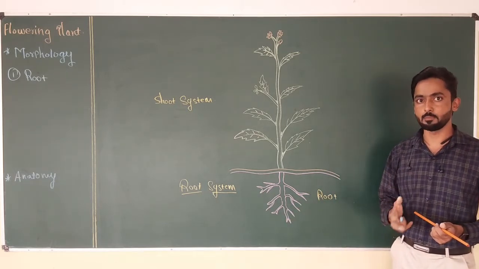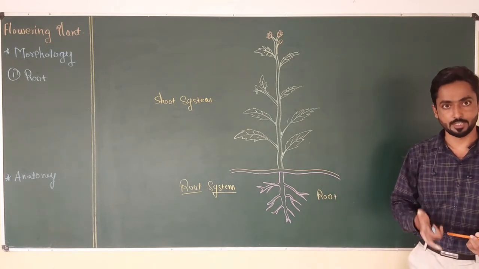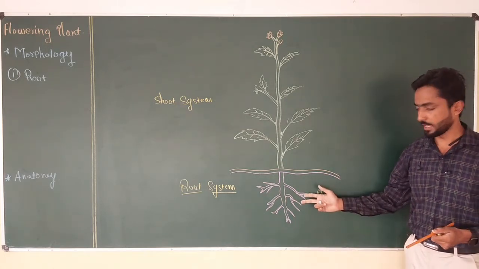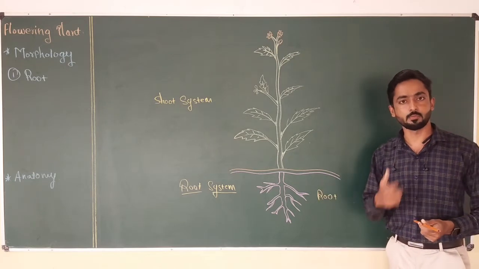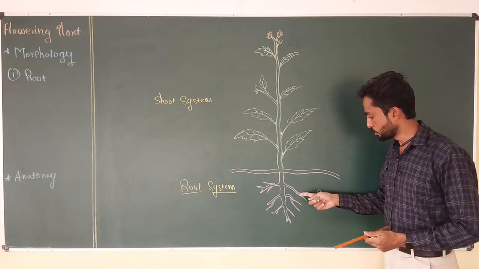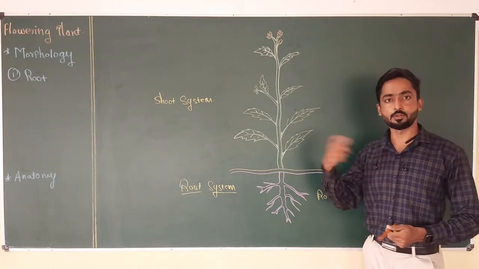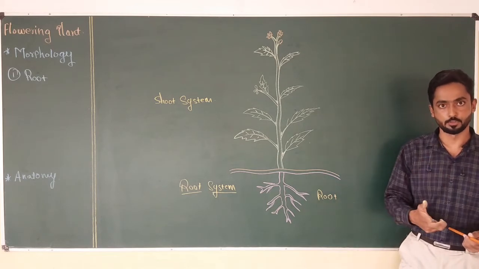This modification can be for food storage, for mechanical support, and for strength, and sometimes the roots of angiospermic plants also perform an additional function like respiration. In case of some halophytic plants, the roots grow towards the light, come out of the soil surface, and then perform respiration. Such roots are called pneumatophores.